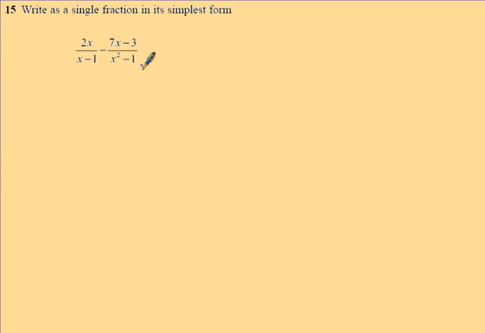First of all, I spot that on the right hand side I'm looking at the difference of two squares, x squared minus 1 squared. Okay, this allows me to rewrite x squared minus 1 as x plus 1, x minus 1. So I know that my common denominator should be x plus 1, x minus 1. For my second fraction, that's all sorted.